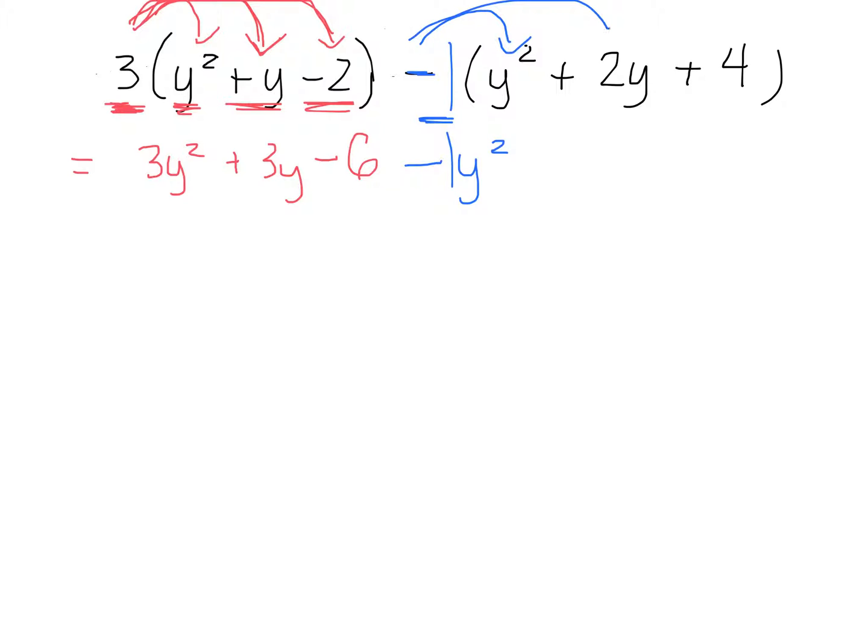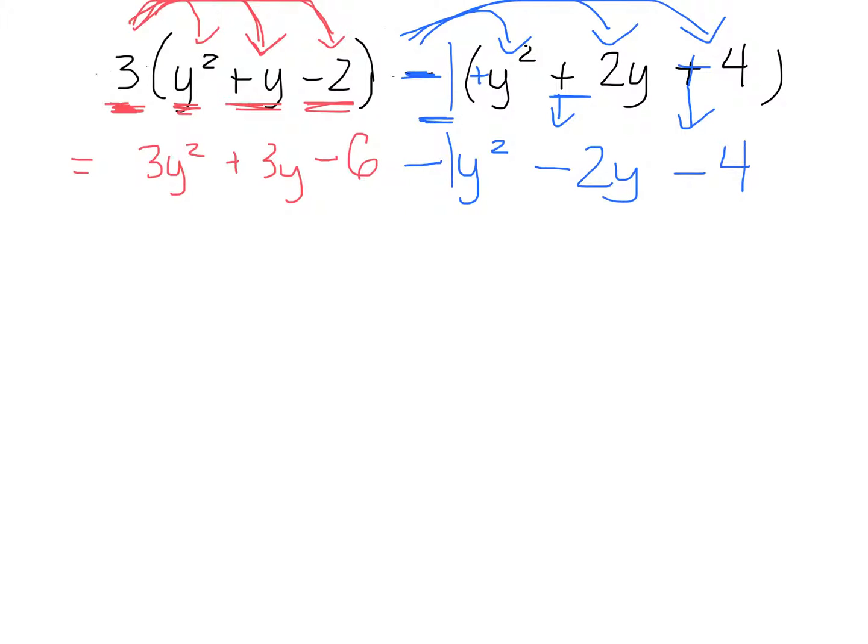Then negative times a positive. Negative. And then a negative times a positive. Negative. Okay, so if you notice, inside the bracket I had positive y squared, it becomes negative y squared. I had a positive, it becomes a negative, and I had a positive, it becomes a negative. Whenever you have a negative in front of the bracket, everything inside the bracket ends up changing signs, right? That's what ends up happening. Okay? That's the hard part.